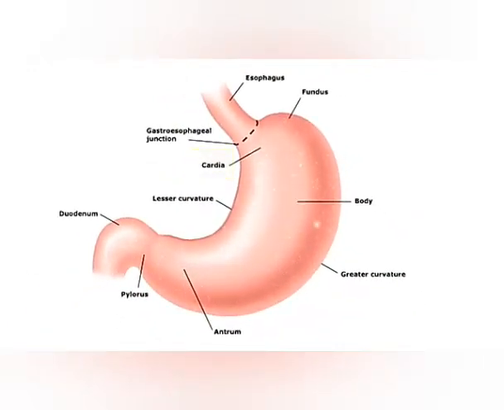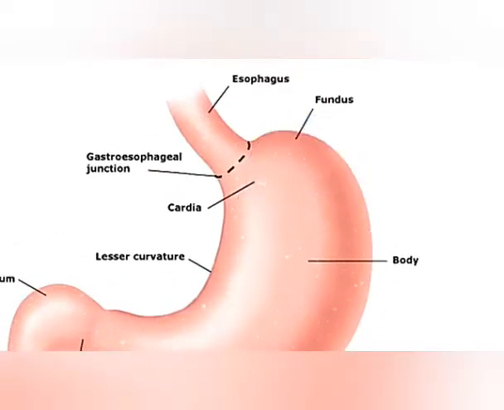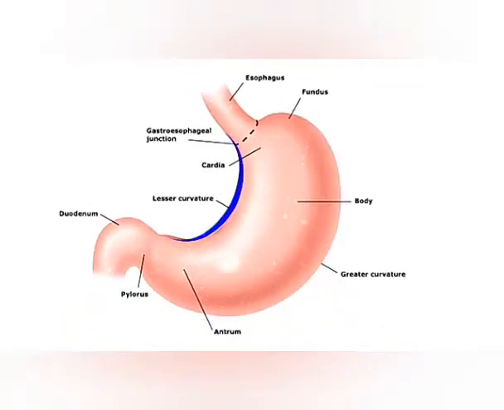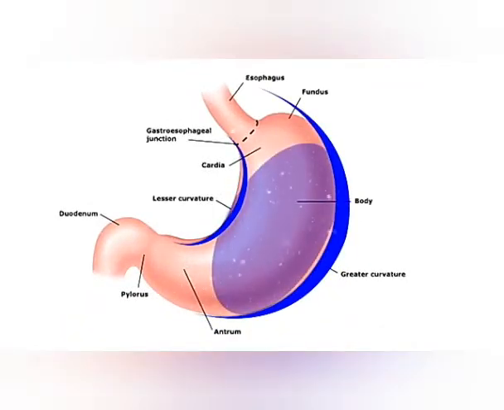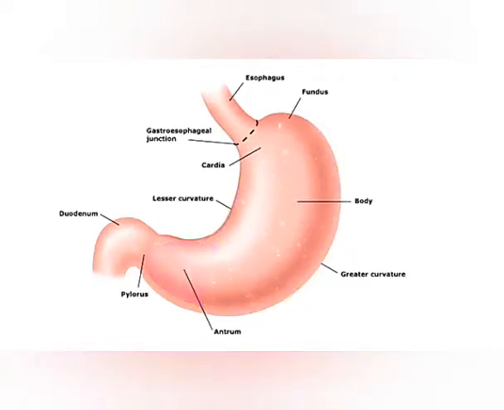Then we can see the fundus of the stomach. We should also be able to identify the greater curvature of the stomach and the lesser curvature of the stomach, and between the curvatures lies the body of the stomach. The antrum of the stomach, we can see here the pylorus, where there is the pyloric sphincter. So these are the different parts of the stomach.